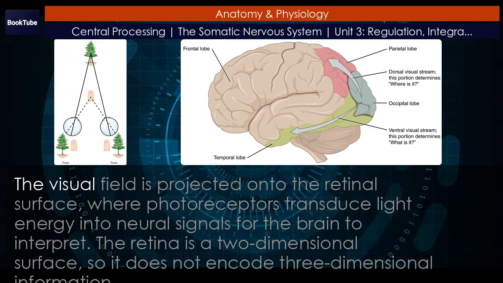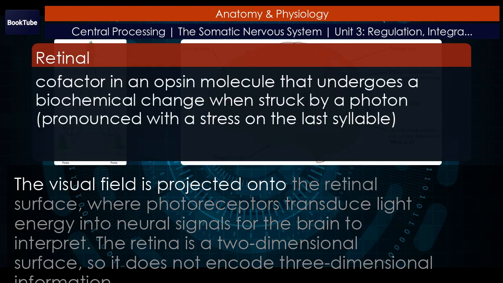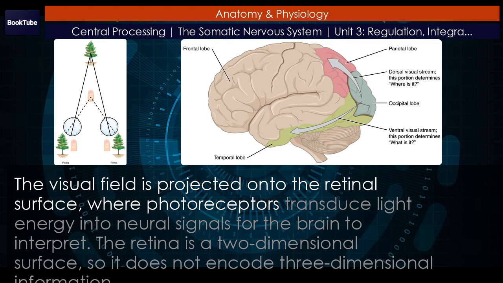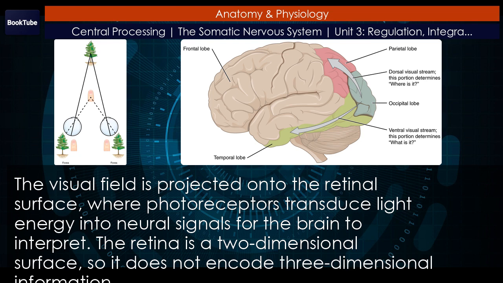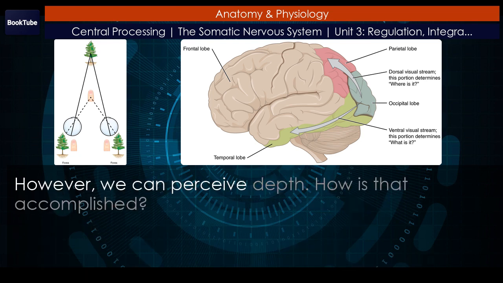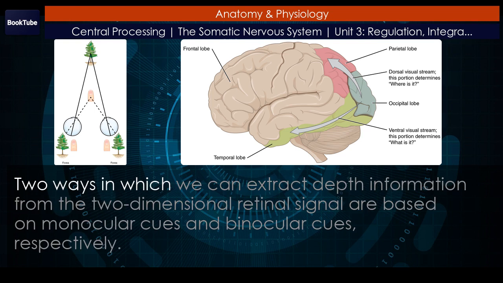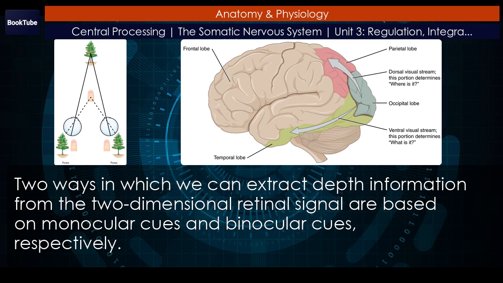The visual field is projected onto the retinal surface, where photoreceptors transduce light energy into neural signals for the brain to interpret. The retina is a two-dimensional surface, so it does not encode three-dimensional information. However, we can perceive depth. How is that accomplished? Two ways in which we can extract depth information from the two-dimensional retinal signal are based on monocular cues and binocular cues, respectively.